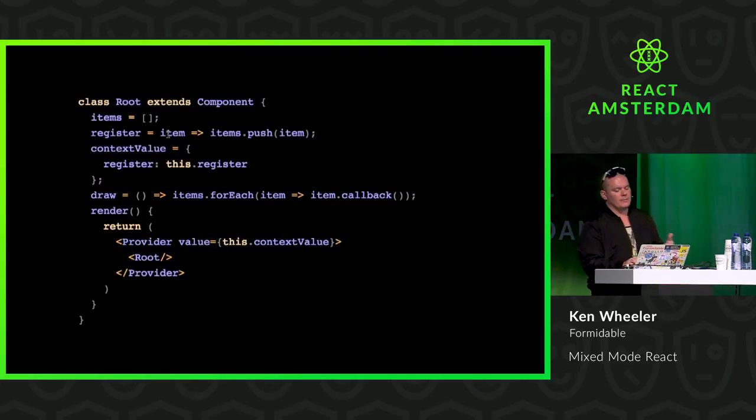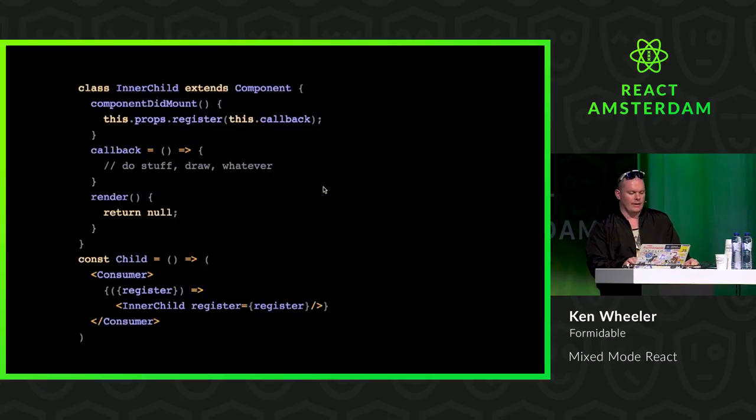So here, same sort of thing. You have this, except we have a draw method in the parent where I'm saying for each item that's registered, call the item's callback. When you head down here, you register this .callback, and then in here you could do whatever you want. You could draw stuff, etc.